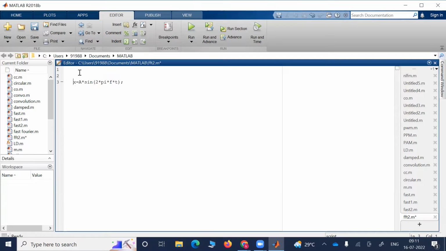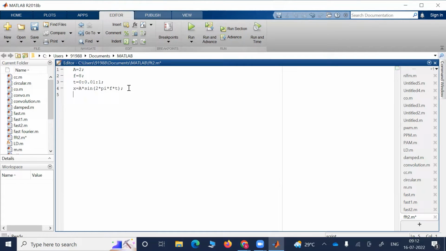Now we have to assign the values. Amplitude I'll consider as 2, frequency as 8, and the time I'll consider from 0 to 1 with an interval of 0.01. That is the time. So we have given all the values in the formula.